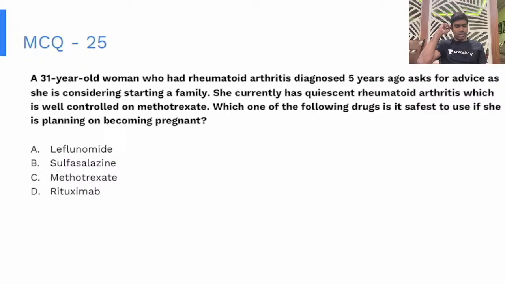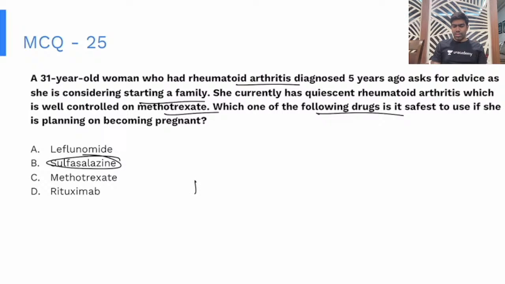And coming to MCQ number 25, this is the final MCQ of the day. You have a 31-year-old woman with rheumatoid arthritis, diagnosed 5 years ago, asking for advice as she is considering starting a family. She currently has quiescent rheumatoid arthritis, which is well controlled on methotrexate. Which one of the following drugs is the safest to use if she is planning to become pregnant? So of course the right answer for this question will be sulfasalazine.